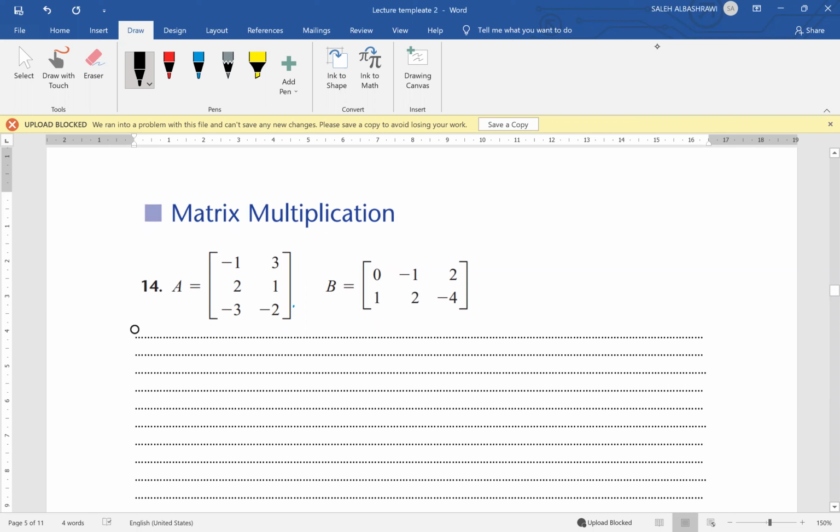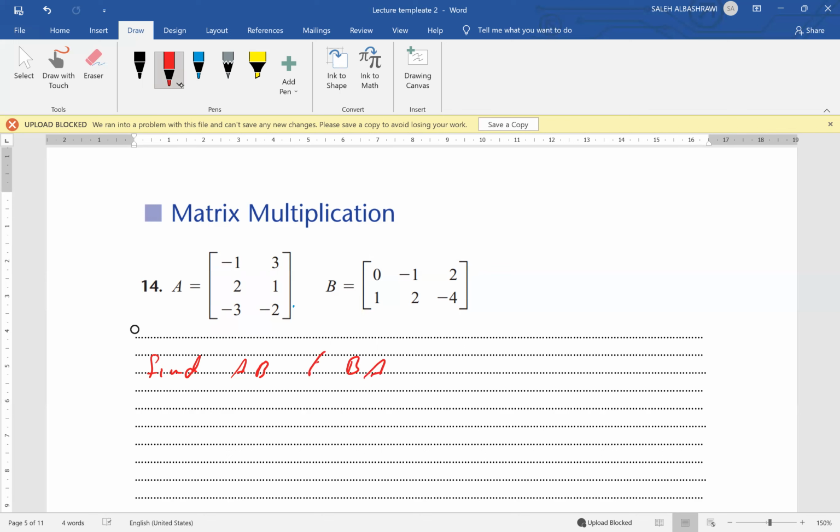Now we are given in this example the matrix A and matrix B, and we need to find A times B and B times A.